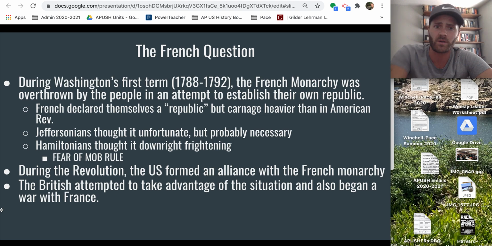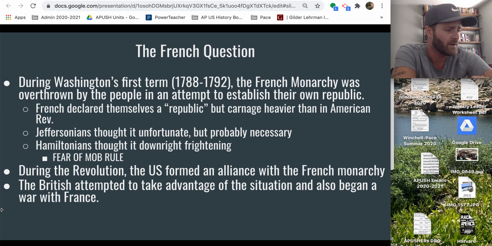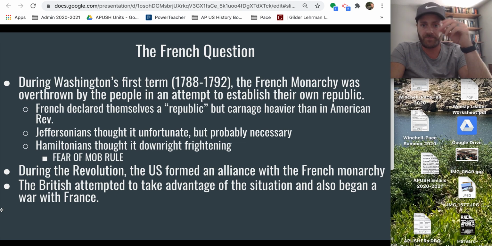So very, very, very important. But then during Washington's first term, the French people have their own revolution, right? They mirror it on the United States Revolution, the American Revolution. They're going to be heavily influenced by some of the documents and the arguments of the Americans against their British imperial controllers. So the French monarchy, the king of France, is overthrown by the people, and they want to establish their own republic that looks a lot like the United States.